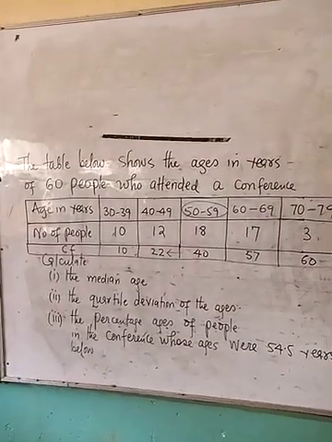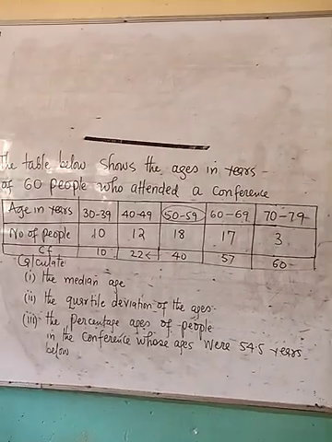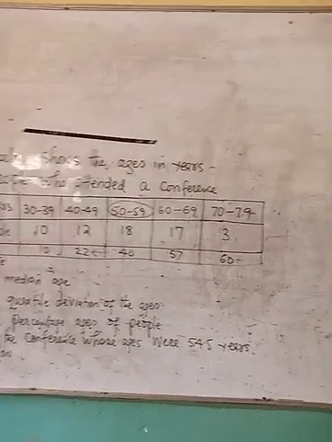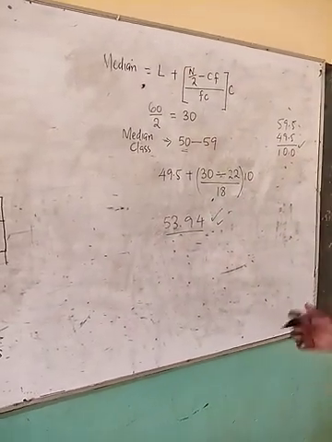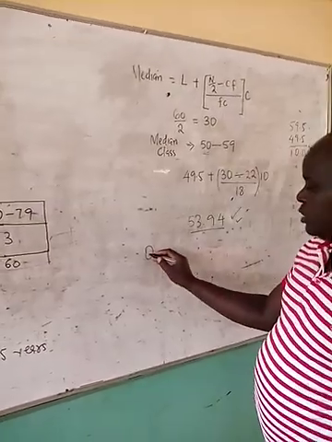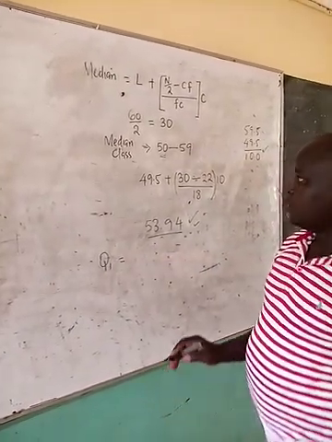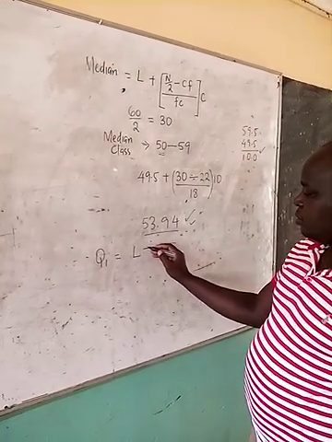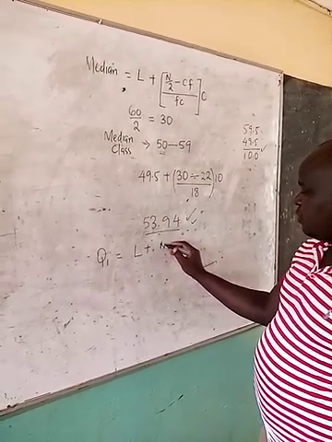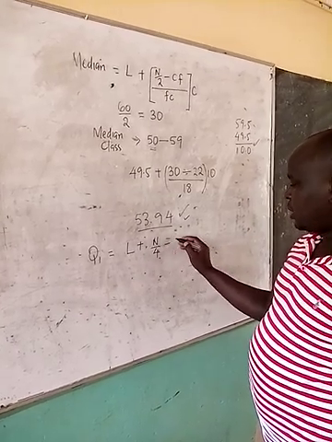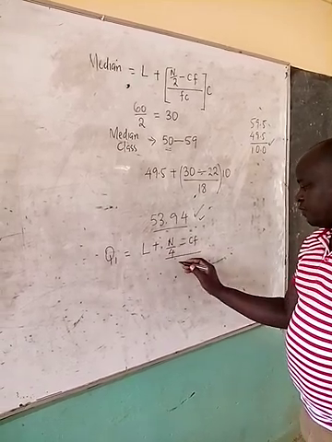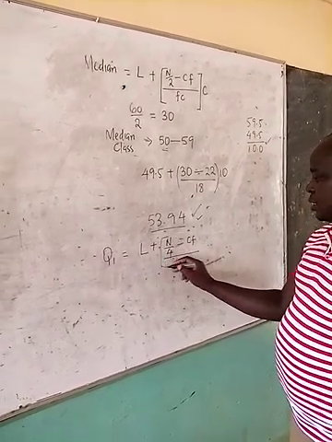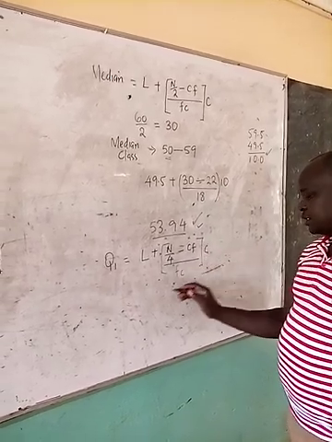The second part of the question is asking us to calculate the quartile deviation. And quartile deviation, we had said, is the upper quartile minus the lower quartile, divided by 2. We'll just illustrate how to get the quartiles once again. So Q1, the lower quartile, we shall use L plus N over 4 minus cumulative frequency before that lower quartile class, over frequency of that class, times the class interval of that class.